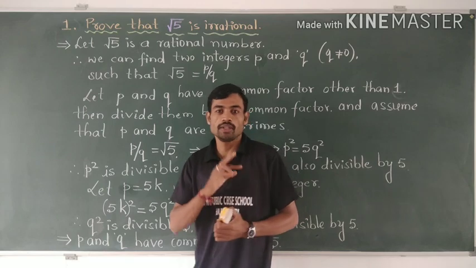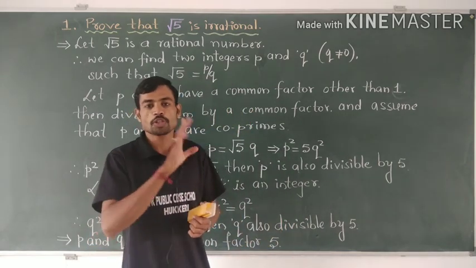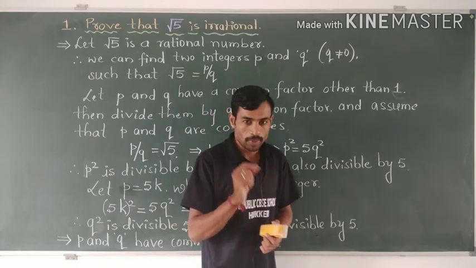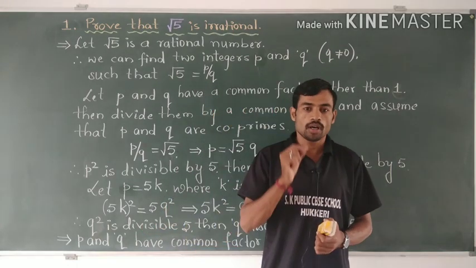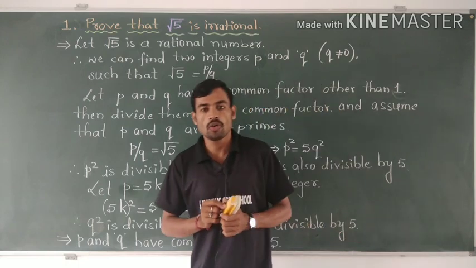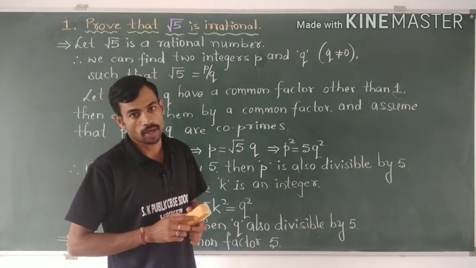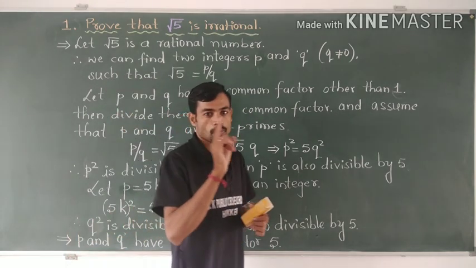Along with that we discussed two important points. The first point is that root p is an irrational number, where p is a prime number.